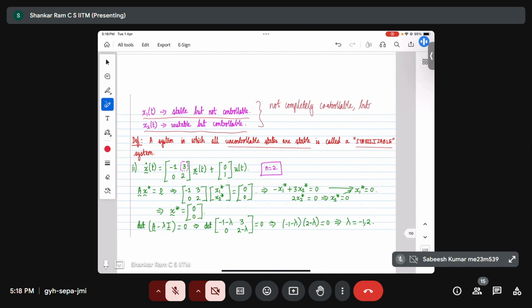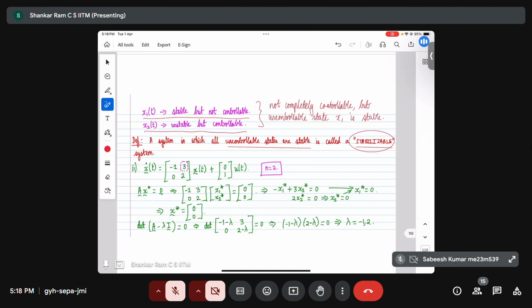So in this example, the system is not completely controllable, but the uncontrollable state X1 is stable. Consequently, we have something called a stabilizable system. So in state space representation, when we want to design controllers, ideally you and I want a controllable system.